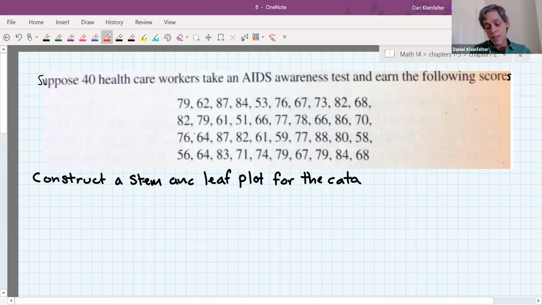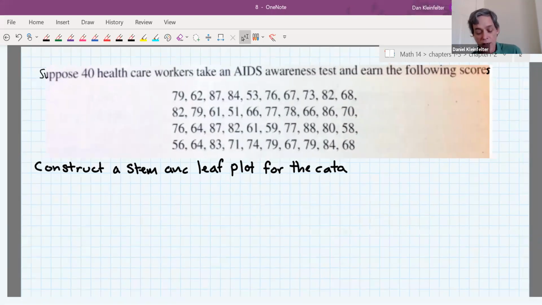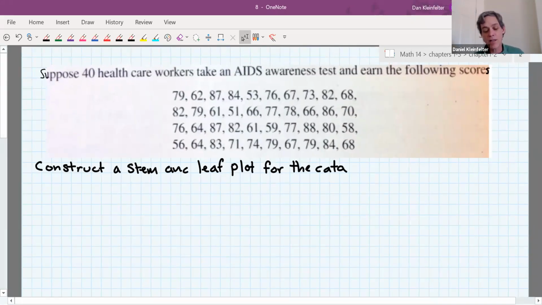So what we're going to do is construct a stem and leaf plot to help us organize the data. Okay, so I need to explain to you what a stem and leaf plot is. Just taking a look at the data, you can tell that the values are 60s, 70s, 80s. I see 153 in there, but they're mostly 60s, 70s, and 80s.